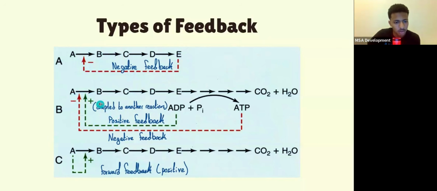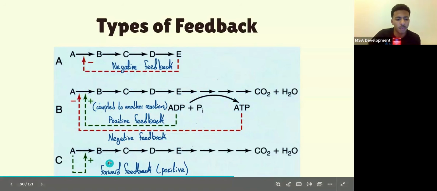A is converted to B, B is converted to C, C to D, D to E. And then when E is converted to CO2 and H2O, ADP is also converted to ATP. Now, this ADP is going to give a positive feedback to this enzyme. This ATP is going to give a negative feedback to this enzyme. And then finally, we have feedforward, in which the substrate itself influences the enzyme to increase its rate of reaction. It's pretty low yield, this one.